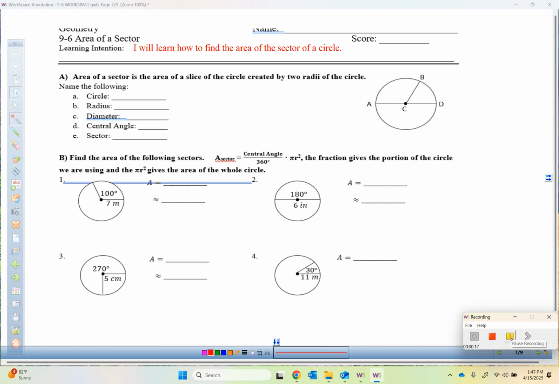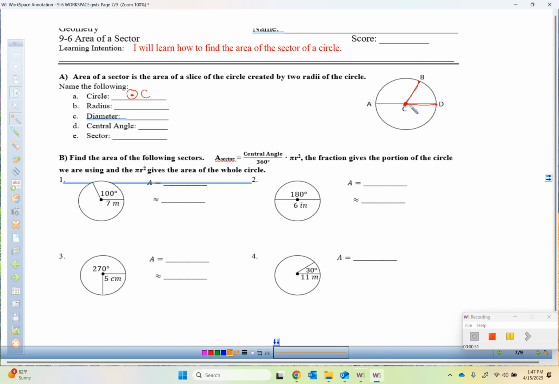All right, we're going to start by talking about the parts of a circle. Let's start with circle in general. A circle is points around a center point. We have a center point, and the points that go out from it are all the same distance. And that is a circle. The way we would label it is circle C, because C is the center point.